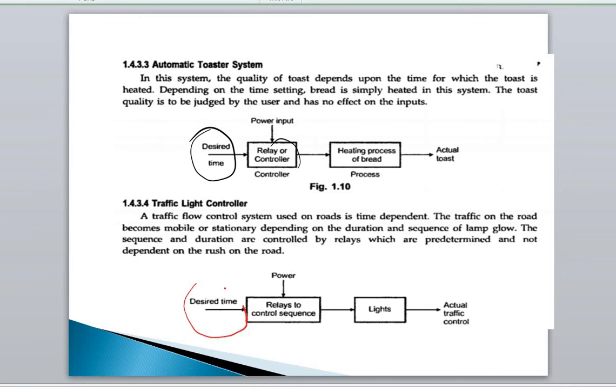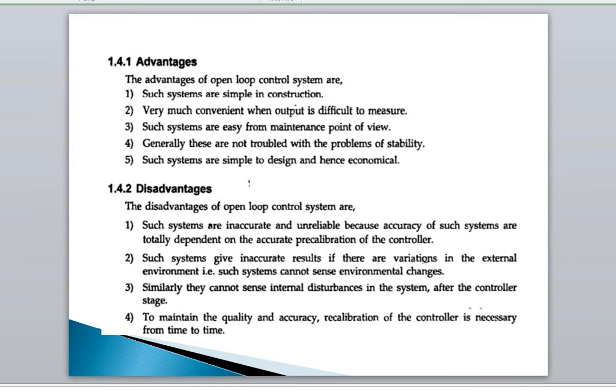So the desired time is set, then power is given to the relays, to the control sequence, then the lights will be put on or off. This is how open loop control systems work.